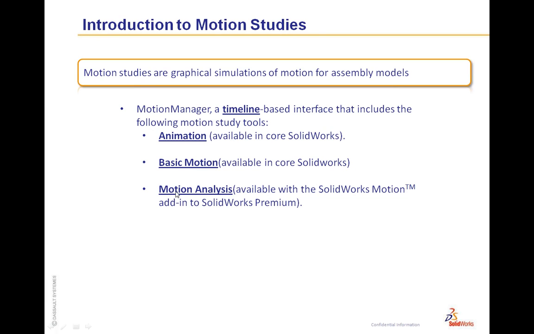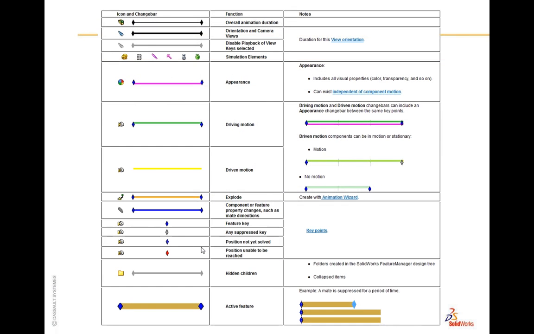Beyond that, you have a third option in the Motion Manager called Motion Analysis. You're only going to get that option if you have SolidWorks Motion. That's an add-in in SolidWorks Premium. These are 3 sub-selections within the Motion Manager, 2 of which you have out of core SolidWorks, 1 is required for an add-in. Now I wanted to bring this up because we're going to get into the Motion Manager considerably.